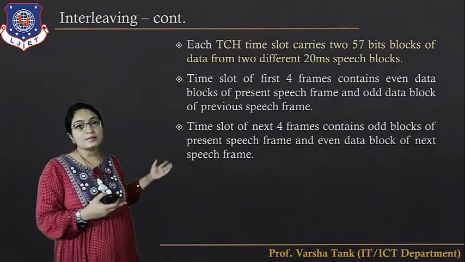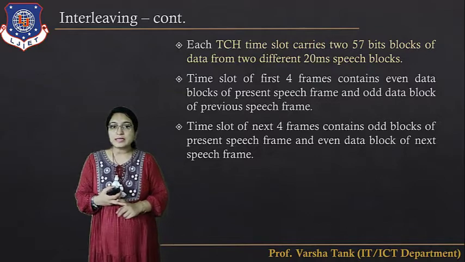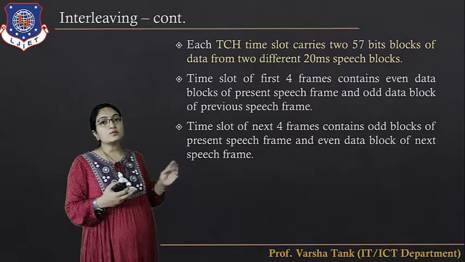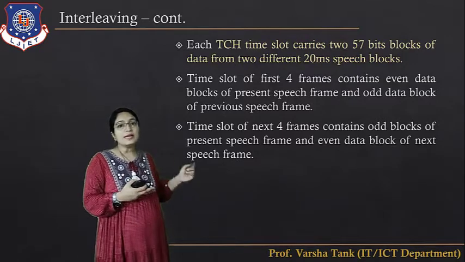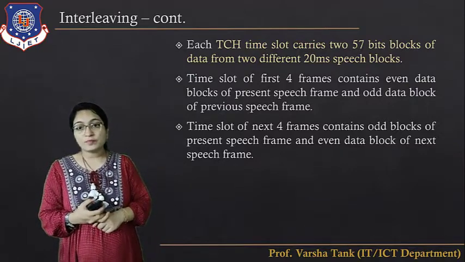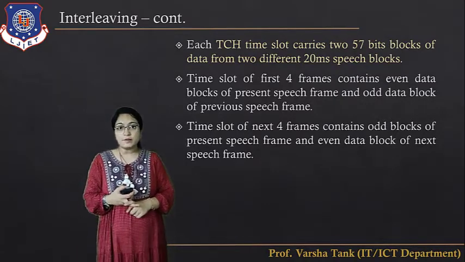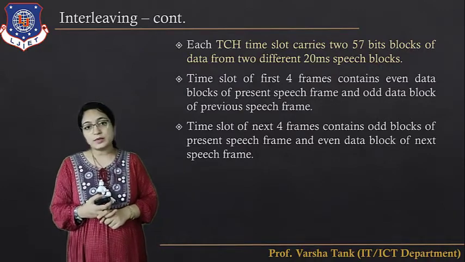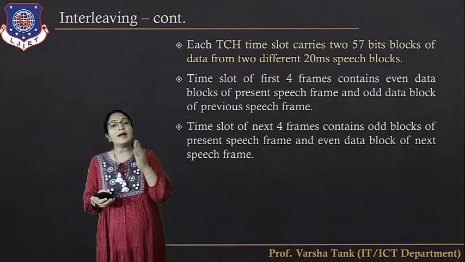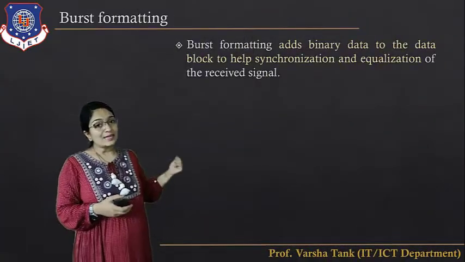Each traffic channel time slot carries 57-bit blocks of data from 2 different 20 millisecond speech blocks. So at a time it can carry 2 blocks of 57 bits. The time slots of the first 4 frames contain even data blocks of the present speech frame and odd data blocks of the previous speech frame. The time slots of the next 4 frames contain odd blocks of the present speech frame and even data blocks of the next speech frame. So this is the interleaving performed during GSM speech coding when data is transferred from one station to another station.